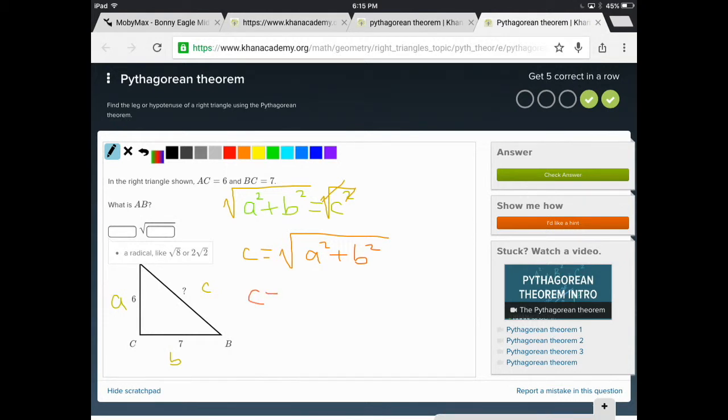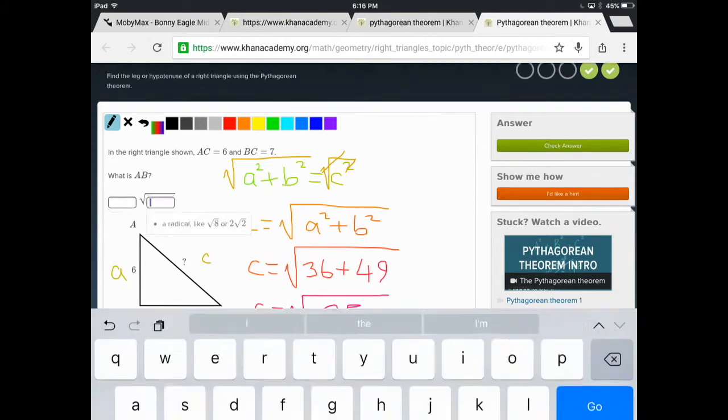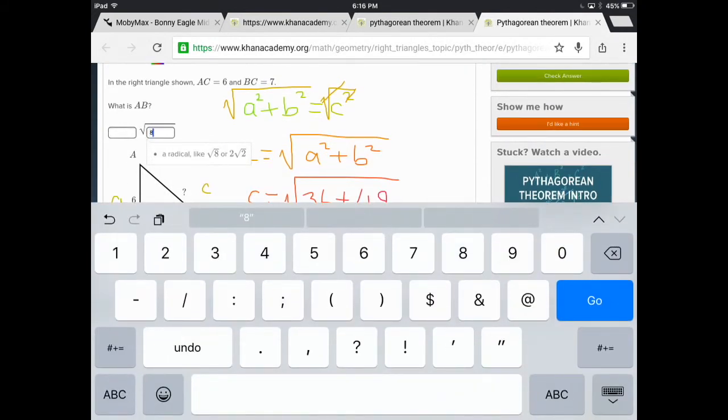When we do that, we can plug in what a and b are. So c is equal to the square root of a is 6, so a squared is 36. And b is 7, so b squared is 49. Okay, so c is equal to the square root of 36 plus 49, which of course is 85. So 85, of course, is 5 times 17, but that's irrelevant. We don't need to do anything to it anyway. So we're just happy with just putting in 85 right here, and we're done.